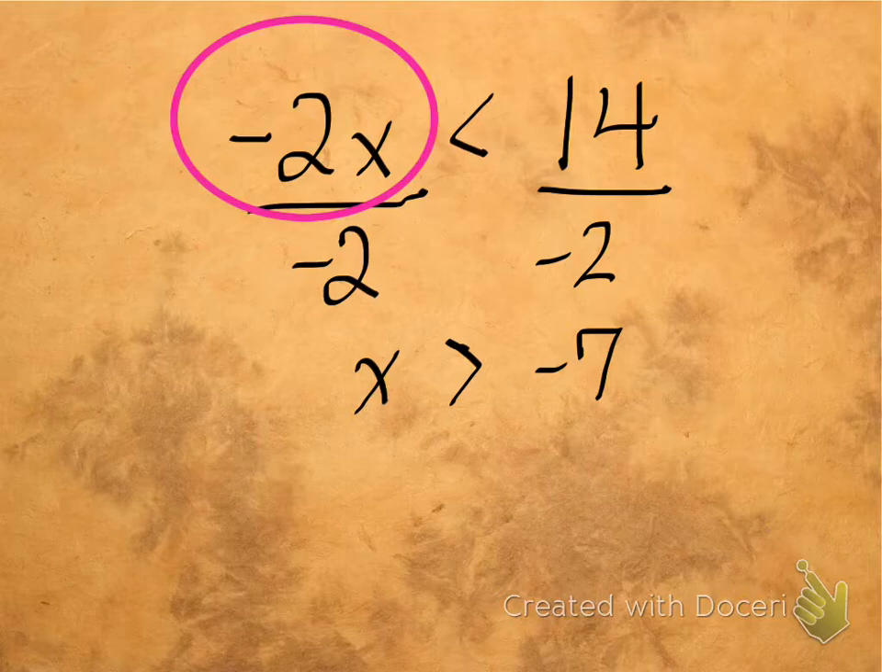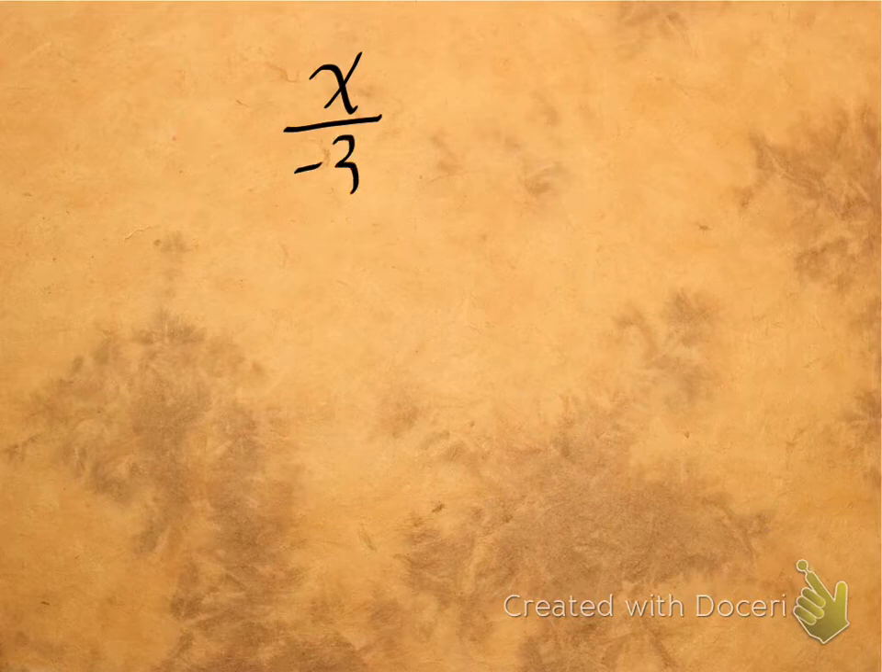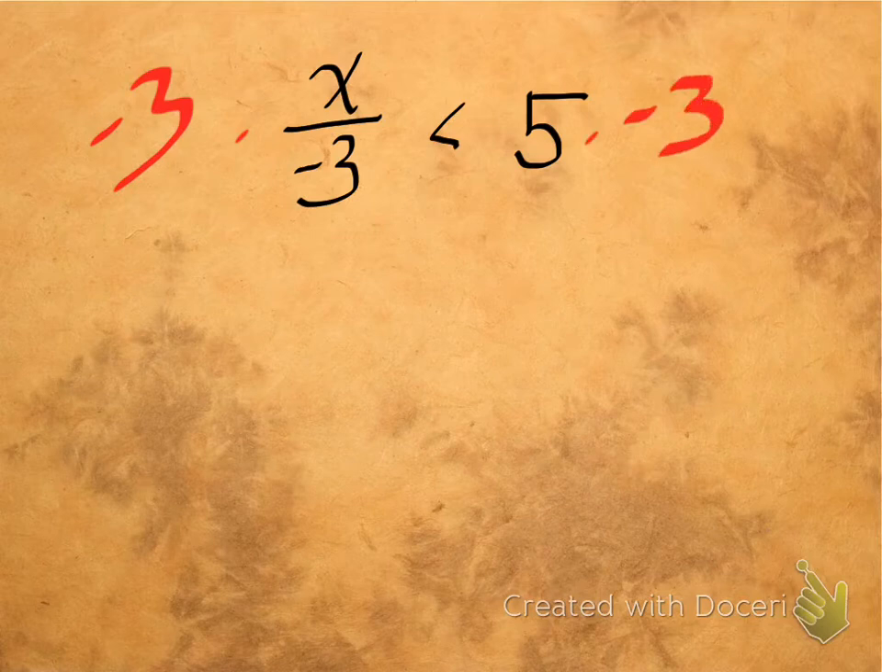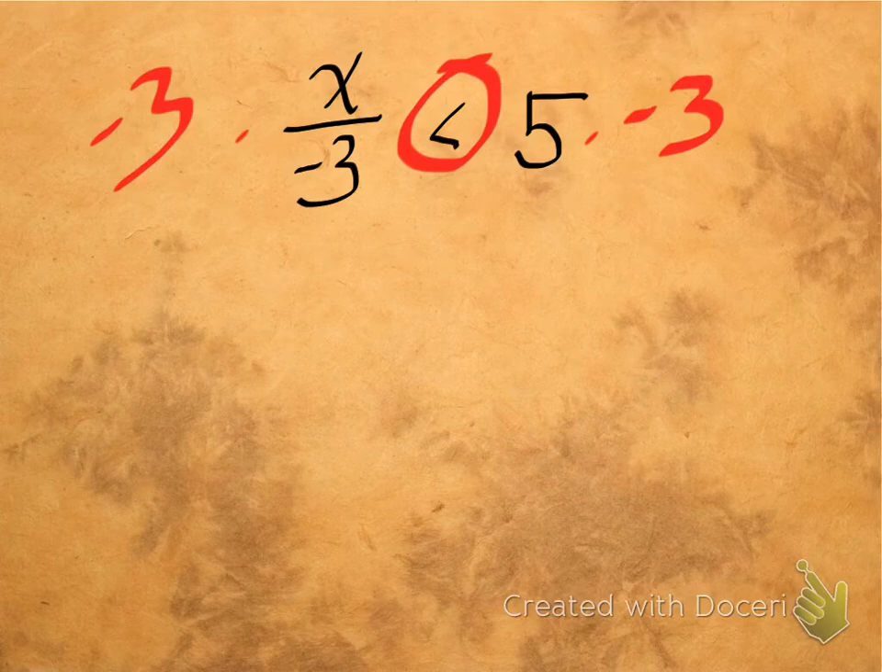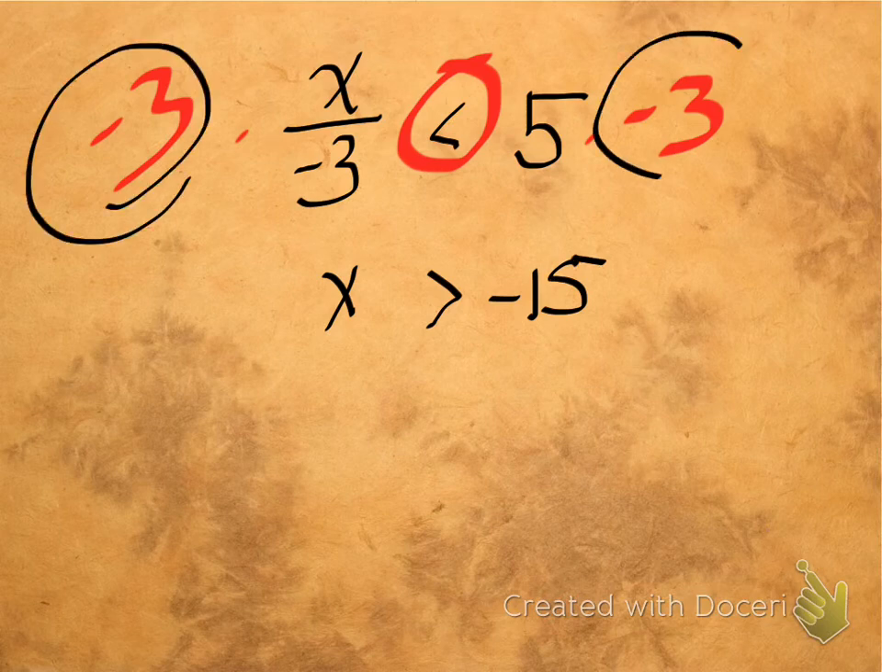So again, let me do another one just kind of like this. Let's say this time I have x divided by -3 is less than 5. I need to undo this, so I'm going to multiply by -3 on both sides. And when I do, that causes that inequality symbol to switch direction. It's only if what you're doing to both sides is either multiplying or dividing by a negative number that you do this. So it's only when this part here is negative.